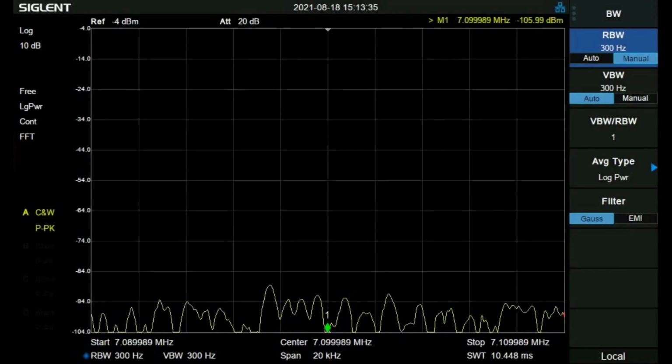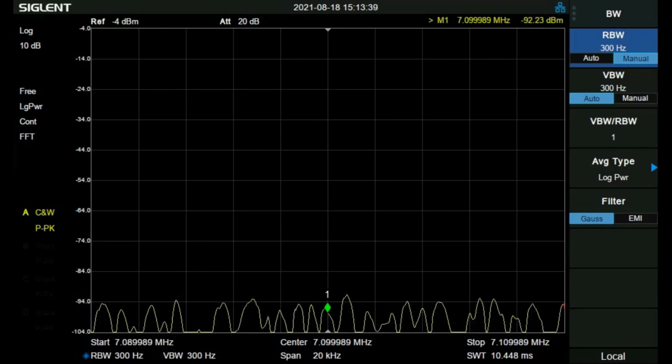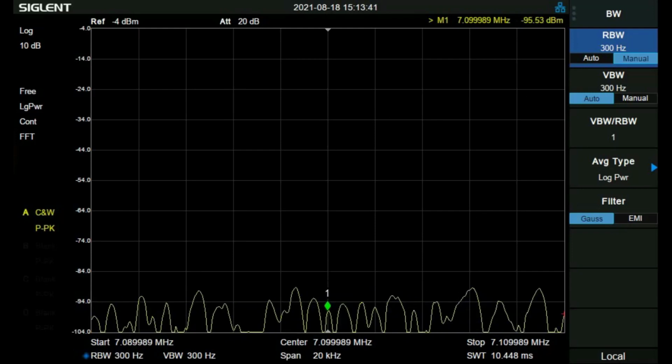So let's start by having a look at some signals generated here in the lab, just using a signal generator. I'm going to start by looking at some different types of modulation produced from a signal generator, and then we'll go on to look at some examples in the real world.